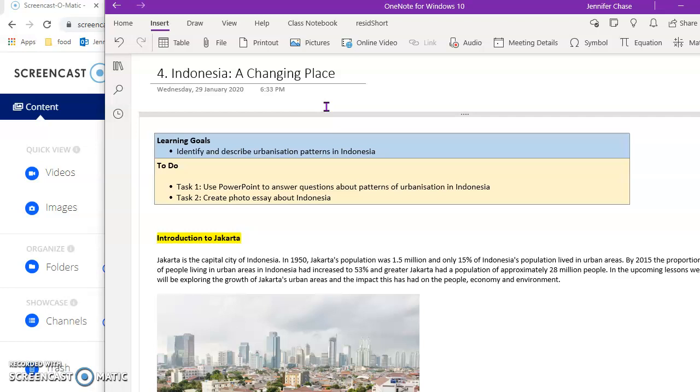Okay, so we are going to look at Indonesia. That is the country that Jakarta is in. So we are on number 4, Indonesia, a changing place. As you can see, the learning goal is basically to identify and describe urbanization patterns in Indonesia. We're going to use the PowerPoint to answer questions about Indonesia, to give us an understanding of where it is and make sure that we all feel confident with that. And then you're going to create a photo essay about Indonesia.